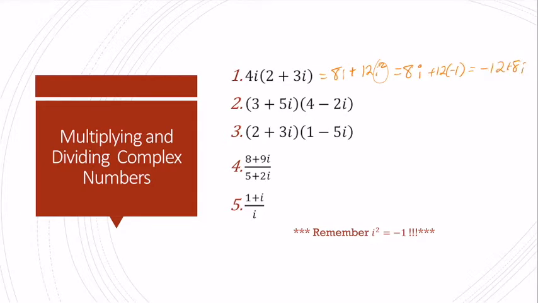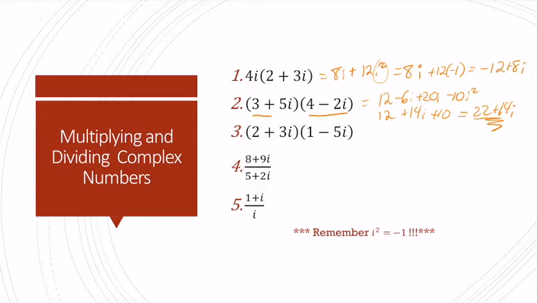When I've got a complex number times a complex number, we're going to multiply this like binomials. We're going to FOIL. That's going to give me 12 minus 6i plus 20i minus 10i squared. So I'd have 12 plus 14i. -10 times -1 would be +10. Final answer is 22 plus 14i.